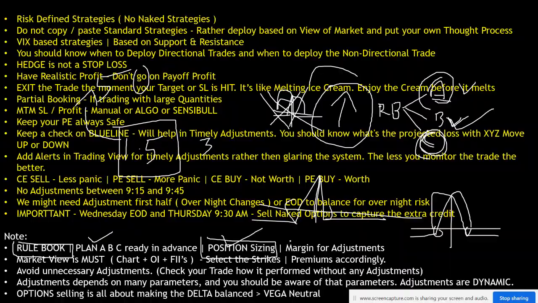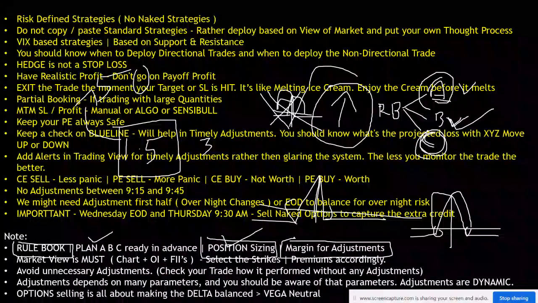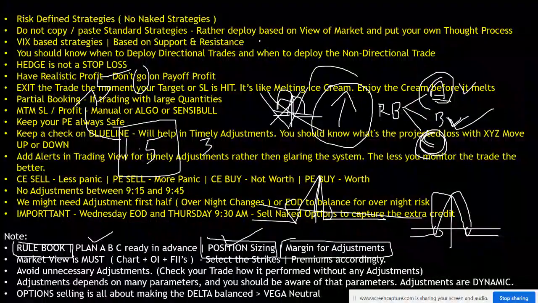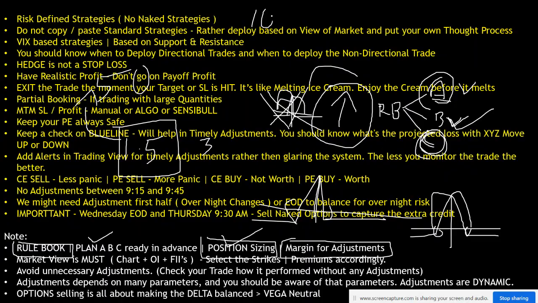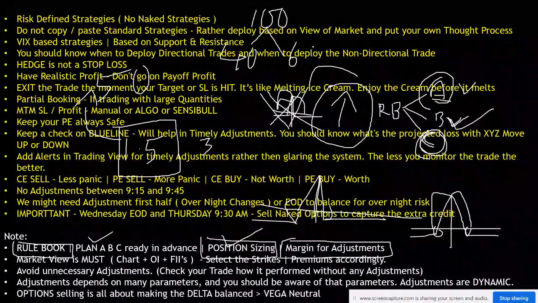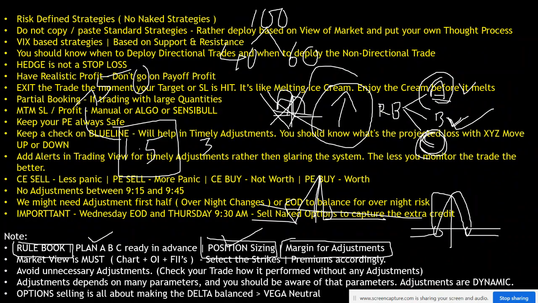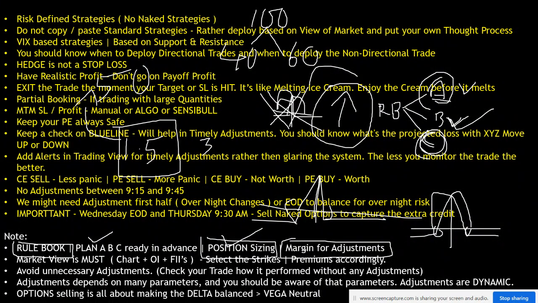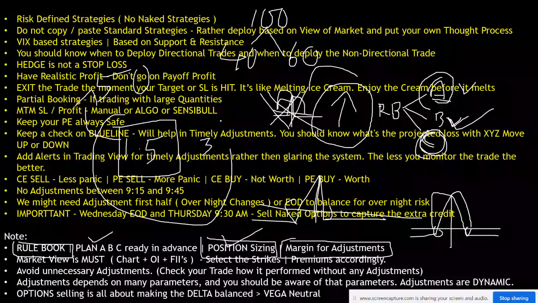See, that's what I've maintained here: margin for adjustments. You need to have margin for adjustments, for any iron fly or any strategy. Let's say you have 100%. Deploy only 40% into your trade, and the remaining 60% should be for your adjustments, because in this current volatile market, adjustments are very important. So have some money for your adjustments. Do not deploy your entire capital into any trade.